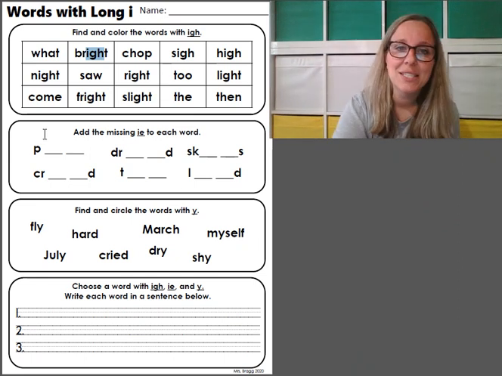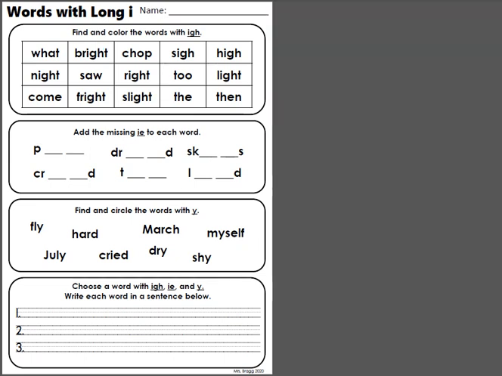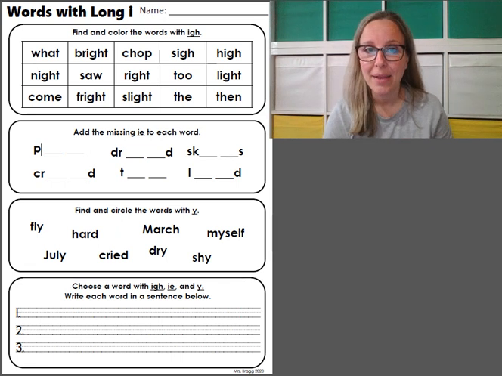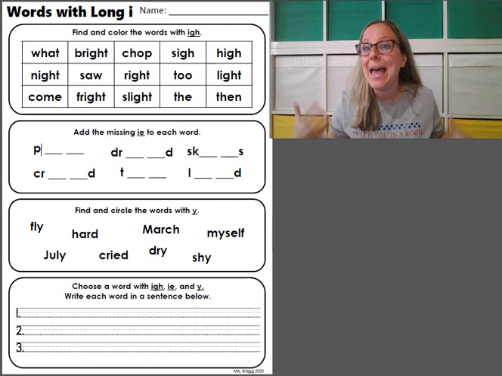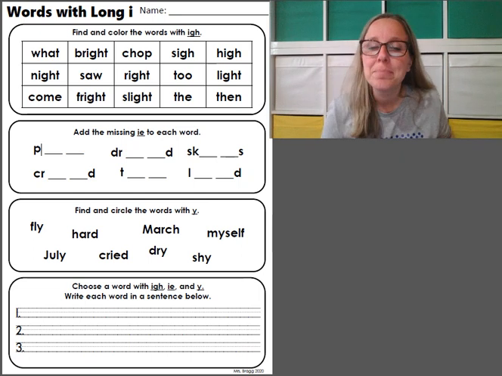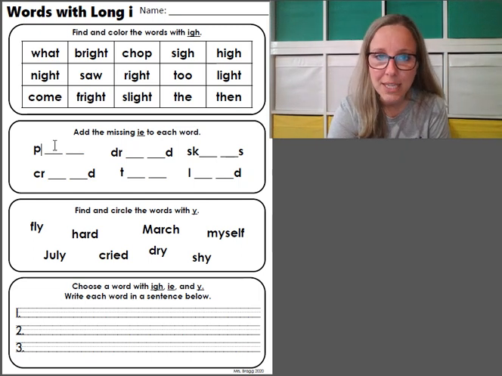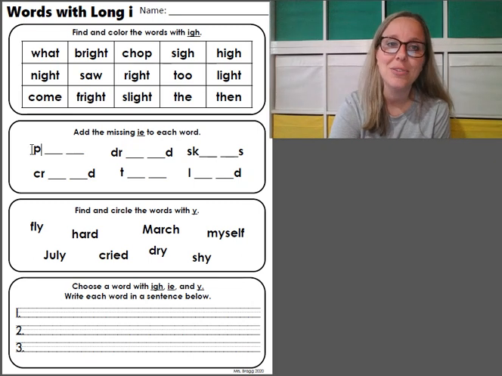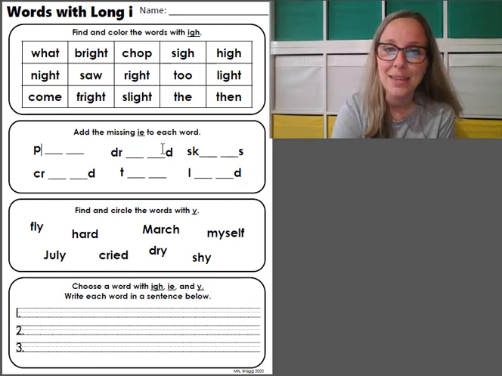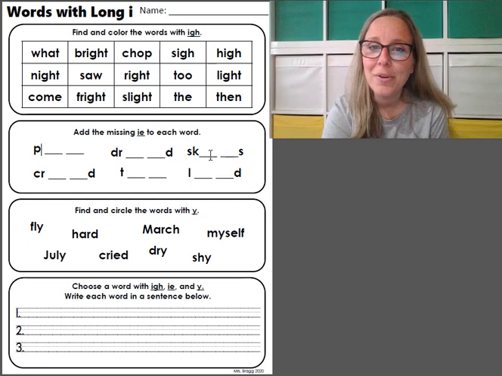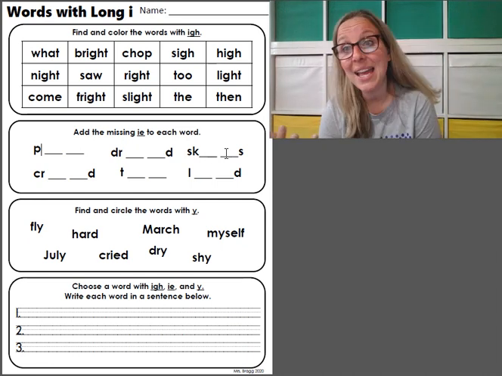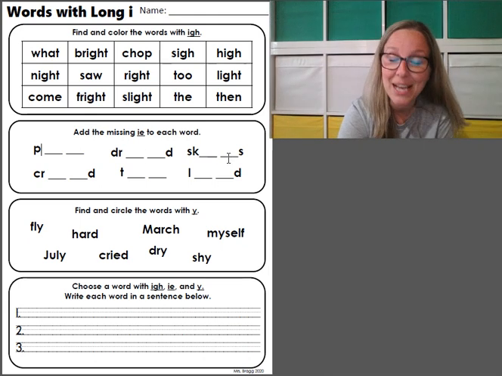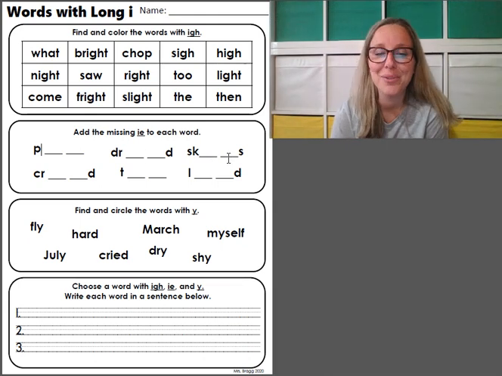When you get down to this next box, in this box, we are working on the IE long I. Words like pie and tie. So you're just going to go through each of these and put in the IE and then try to read the word. So if you add IE here, you'd have pie. If you put IE here, you'd have dried. If you put IE here, you'll have skies. So go through and put in your IE for all of the ones in this box and then try to read what words you make, okay?